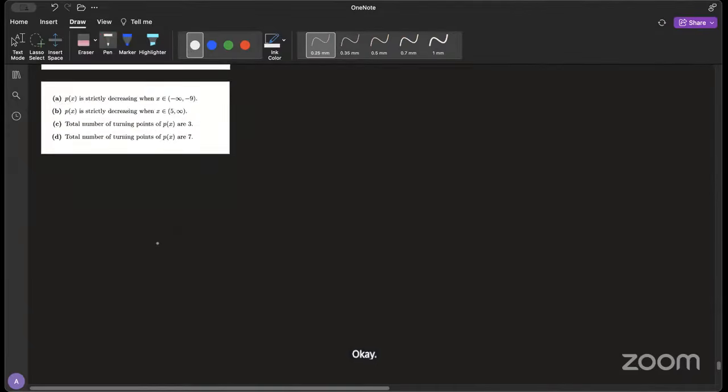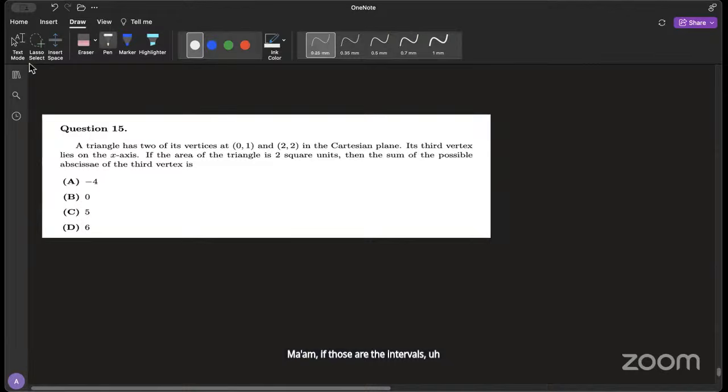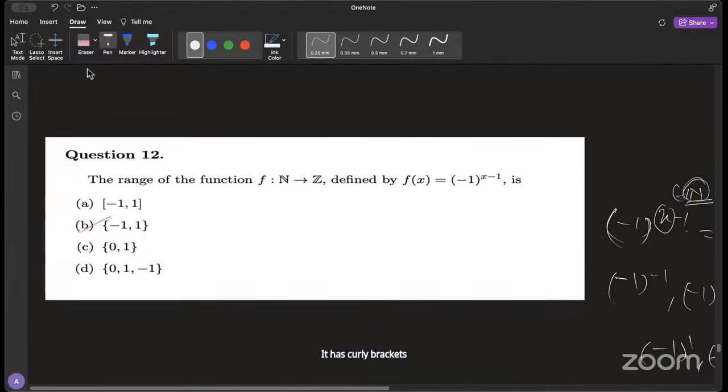Okay. Then coming to this one. Ma'am, in terms of the intervals, this option has curly brackets, right? Yeah, but option A is included with square brackets. Option A is this range, like from -1 to 1. Yeah, 0 is included in that. This means every number between -1 and 1 is included in this set. That's why it's incorrect.